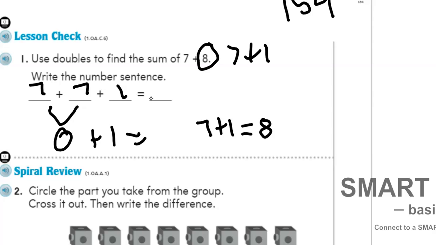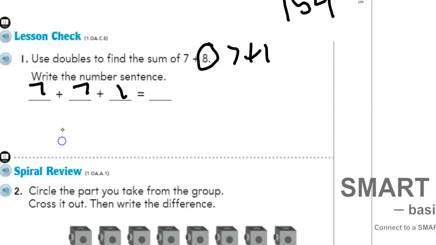Then what do I do with the last one? You add them all together, buddy. So what's 7 plus 7? 14. Yep. And then you add 1. 15. Yep. So that's your answer. Really, 7 plus 8 equals 15. Does that make more sense now, Zayden? Yes. Okay.